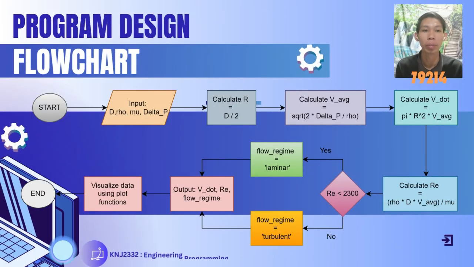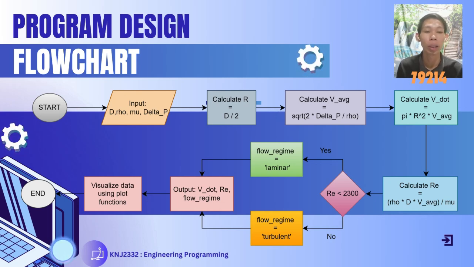This is our flowchart for calculating and visualizing fluid dynamic parameters. Our process starts with the following inputs: D for the diameter of the pipe, rho for the density of the fluid, mu for the viscosity of the fluid, and delta P for the pressure difference measured by the pitot tube. The first calculation we perform is to determine the radius of the pipe, so R equals D over 2.